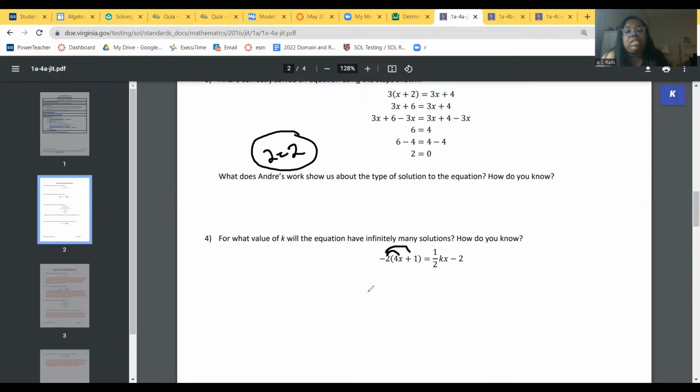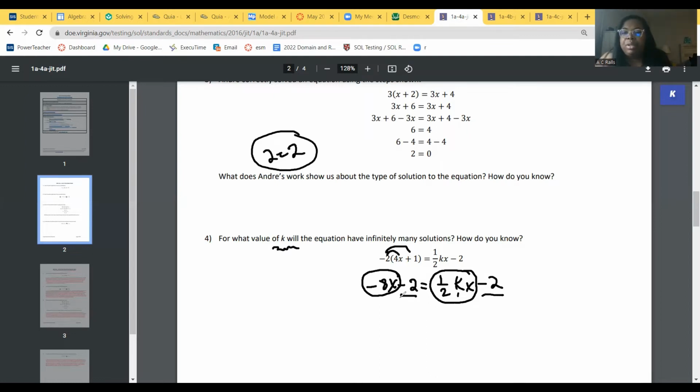We're going to remove our parentheses by saying negative 8x minus 2. And on this side, it has 1/2 kx minus 2. It says, for what value of k will the equation have infinitely many solutions? Well, we already have this minus 2 on both sides, so we need this 1/2 kx situation to look like this. How can we get this to look like this? What value of k would need to be there in order for it to end up being a negative 8?